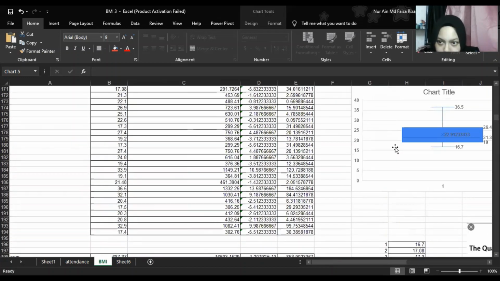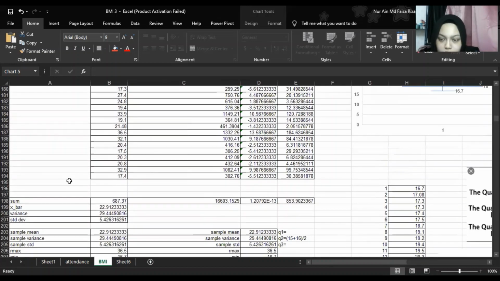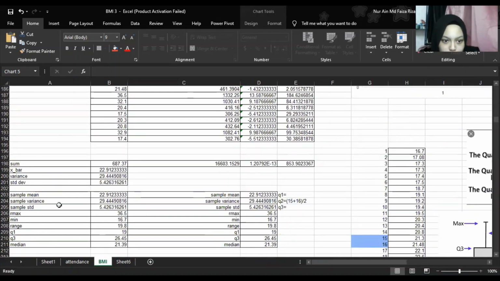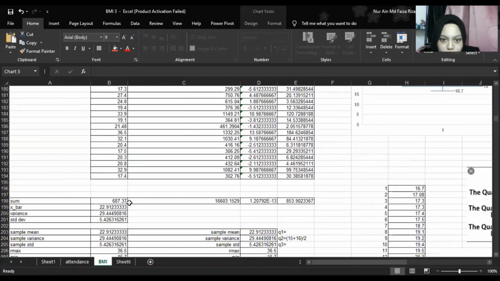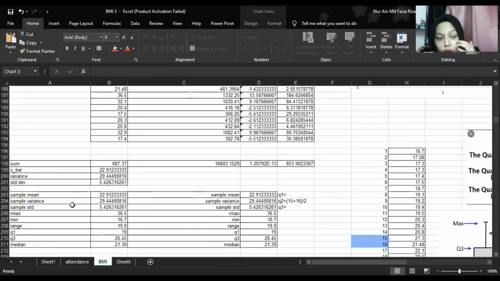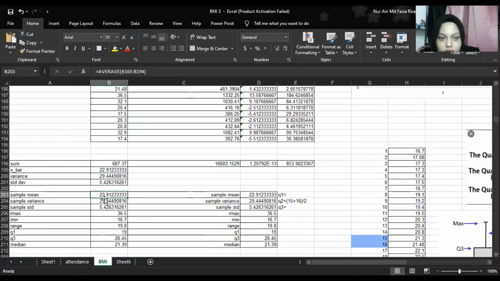And how did I get this is by using Excel formula. The first one, as you can see here, is by using Excel formula: the sample mean, sample variance, standard deviation, max, min, range, Q1, Q3, median. And on this side, I got it by calculating them manually. As I've mentioned before, on this side I only use formulas from Excel, as you can see in the formula section, but for this one, I use manual calculation.